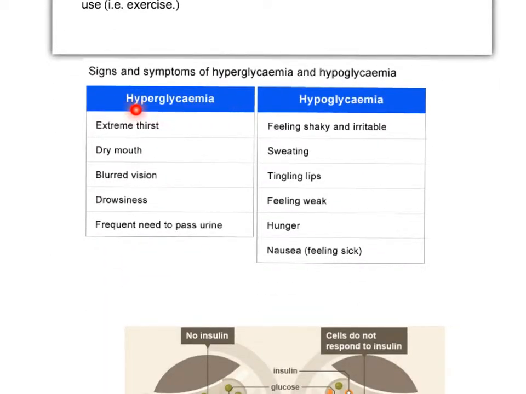So hyperglycemia, high blood sugar levels, results in an extreme thirst, dry mouth, sometimes blurred vision, drowsiness, and a frequent need to pass urine. Hypoglycemia, which is low blood sugar levels, feeling shaky and irritable, sweating, tingling lips, feeling of weakness, hunger, and nausea. Okay, so those are all the basic symptoms. In terms of the differences, if I go back to the top here.